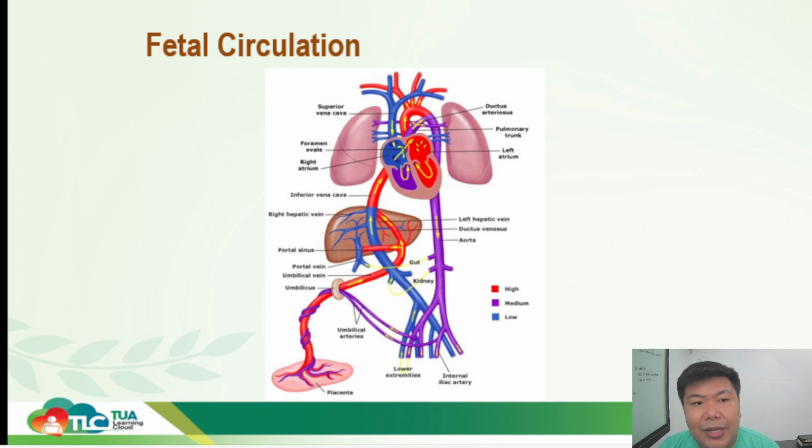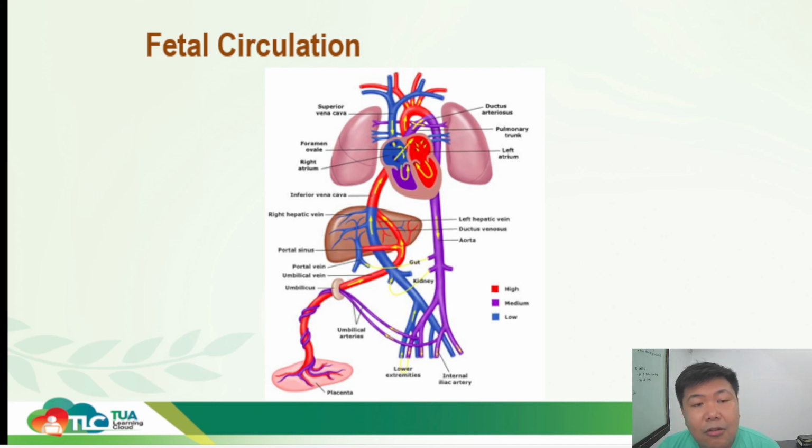When it goes to the right atrium, it becomes purple, meaning a mixture of your oxygenated and deoxygenated blood. It will then be pushed to the pulmonary trunk. But since the lungs are not yet working, it will have a bridge towards the aorta. You see this bridge here? That's the bridge towards the aorta, and we call that the ductus arteriosus.